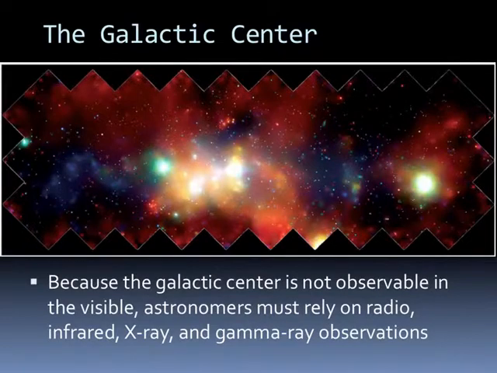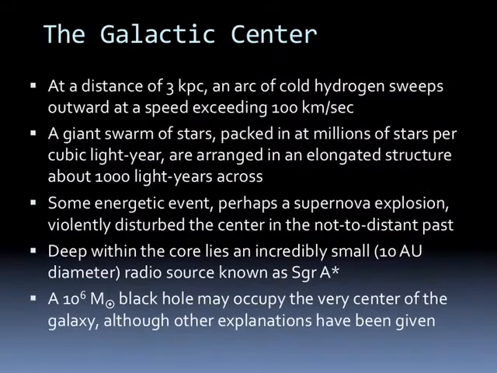Now, what about the center of the galaxy? Because it's not observable in the visible, astronomers must rely on radio, infrared, X-ray, and gamma ray observations. At a distance of 3 kiloparsecs from the center, an arc of cold hydrogen sweeps outwards at speeds exceeding 100 kilometers per second. A giant swarm of stars, packed in at millions of stars per cubic light year, are arranged in an elongated structure about 1,000 light years across. Some energetic event, perhaps a supernova explosion, violently disturbed the center in the not-too-distant past.